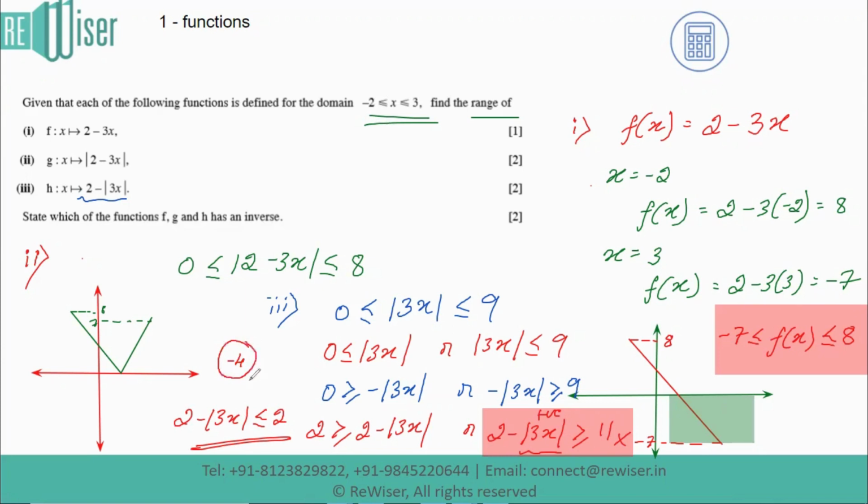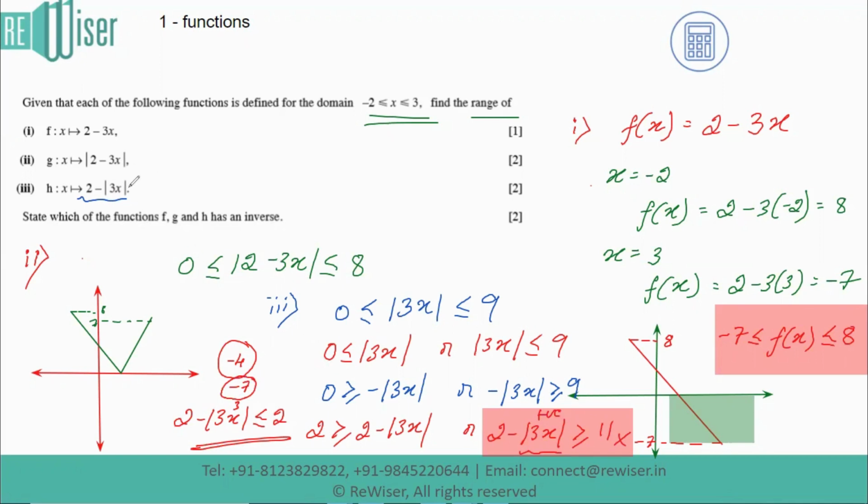So we cannot get any values beyond this. Or when you put 3 here, it's 2 minus 9. So 2 minus 9 is nothing but minus 7. So minus 7 is the lowest value we can get, and positive 2 is the highest value we can get, when x is 0.